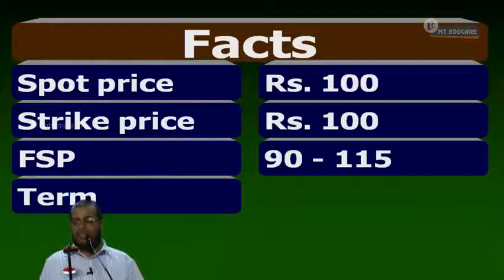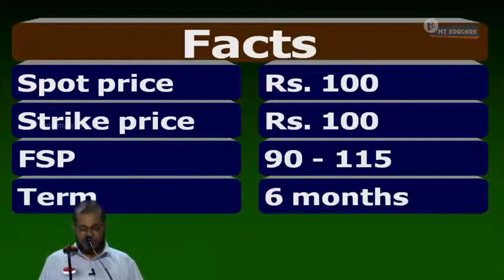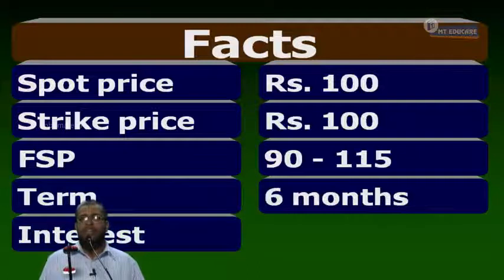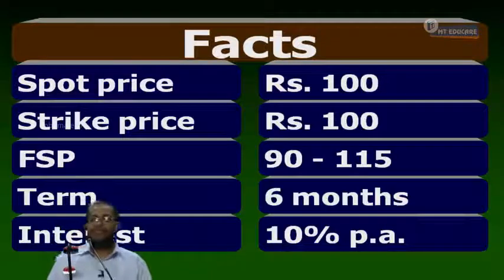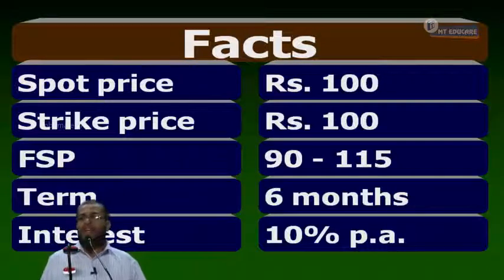Term of the option. What is the term of the option? 6 months. The term of the option is 6 months. Interest rate is 10% per annum. Again, remember what the strike price? 100. That you have to remember. Can I start or not? No.